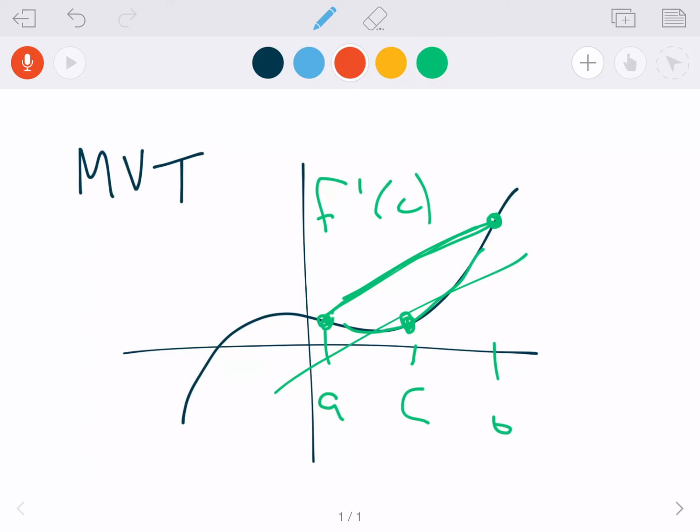And again, we're not looking at the whole function, we're just looking from a to b. So we find the slope of that secant line, and I want to know somewhere on here there's an x value where the slope is going to be the same as that secant line, and that's what we're looking for. We're looking for C.